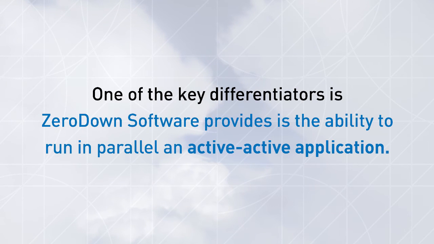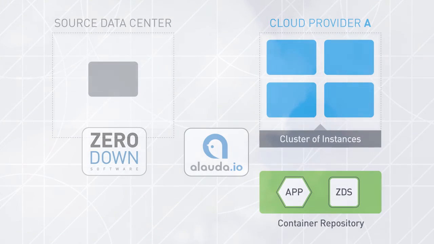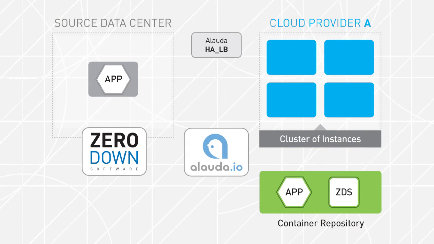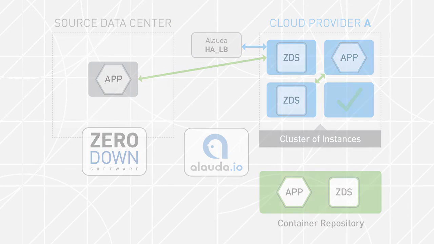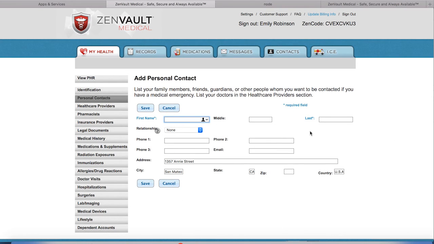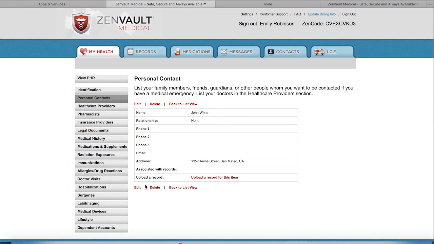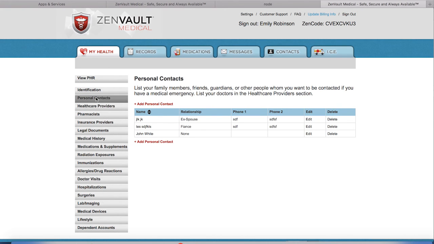One of the key differentiators ZeroDown software provides is the ability to run in parallel an active-active application. Since we are using ZeroDown's technology, when we enter a transaction, the transaction gets processed in both our source application as well as in our target application. To demonstrate the synchronization capability, let's enter in a personal contact. As we enter John White into the application, it resides in the original source data center. We can see that in our Azure instance, John White's transaction has also been recorded.